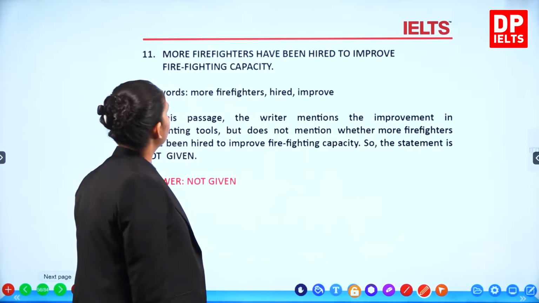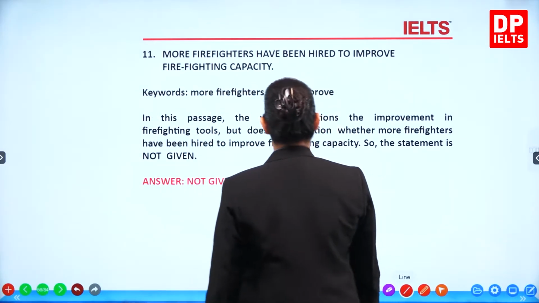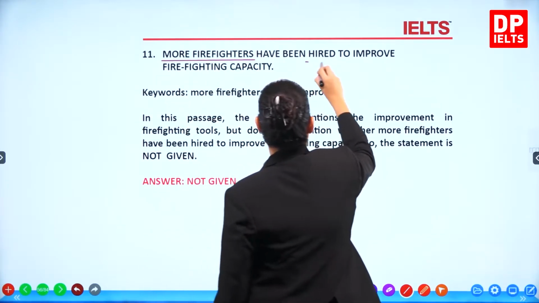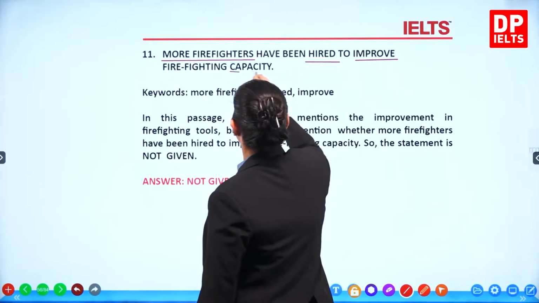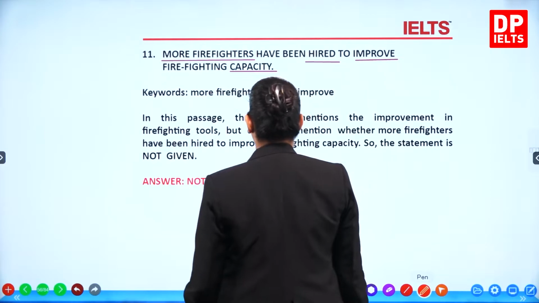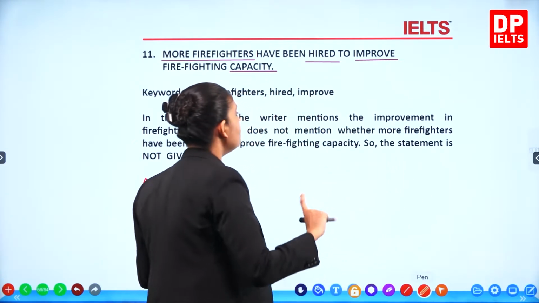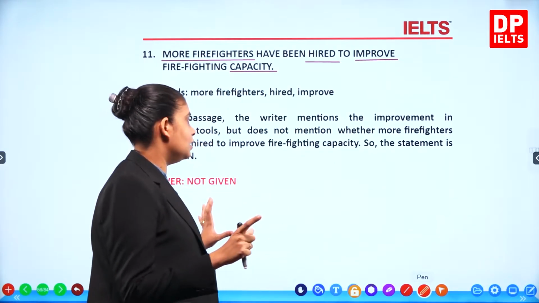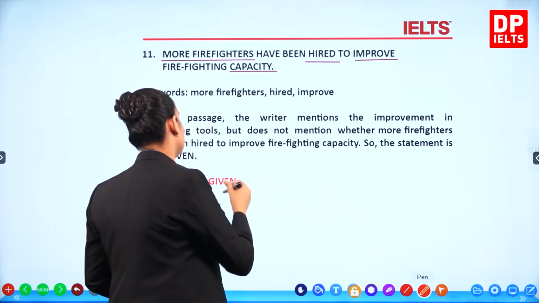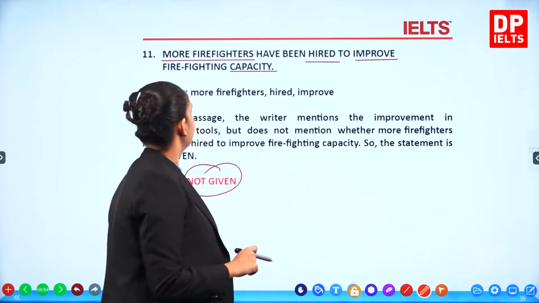Right. Question number 11. More firefighters have been hired to improve firefighting capacity. More firefighters hired, improve capacity. So if you read through, it says that there is an improvement of firefighting tools, but whether more firefighters have been hired in terms of capacity, I don't know. It doesn't mention here. So the answer here is not given.